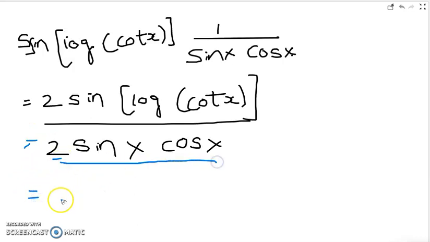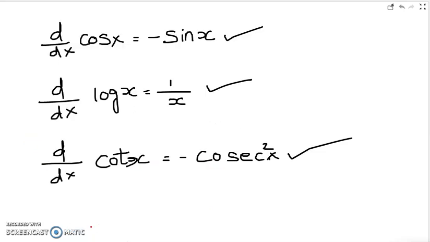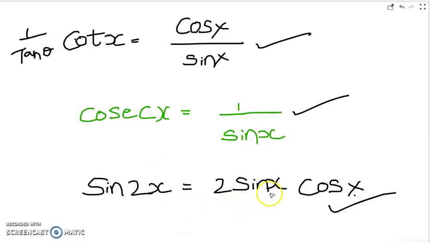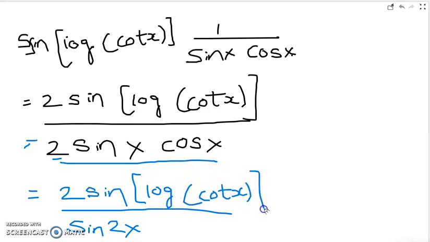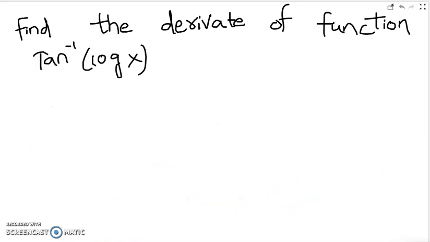This is 2 sin x cos x. What is the formula? Sin 2x. Yes, we have read this formula somewhere: sin 2x is equal to 2 sin x cos x. So we write sin 2x. The same numerator I am writing, 2 sin of log of cot x, by sin 2x. This is the answer. Again, we will see the next question. Find the derivative of the function tan inverse of log x.